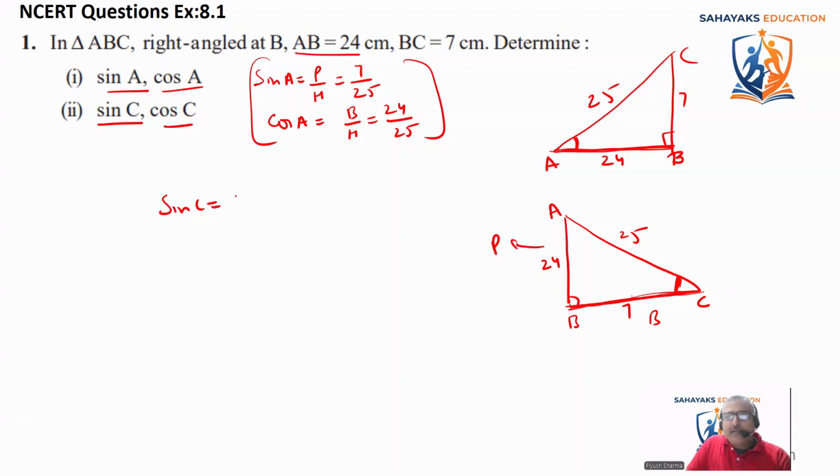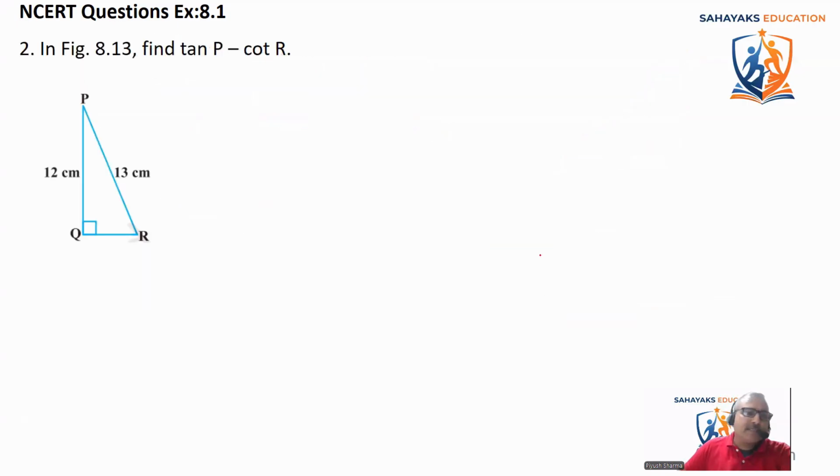So sin C comes out to be perpendicular divided by hypotenuse, and the new perpendicular which we found is 24 divided by 25, and cos C comes out to be base divided by hypotenuse, and that is 7 divided by 25. Okay, let's move to the next question. This is a simpler question, I believe.